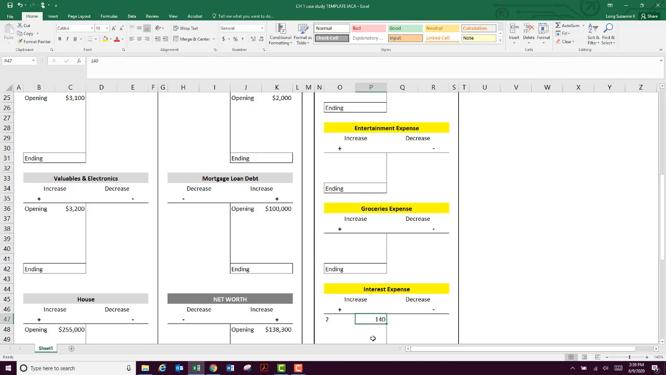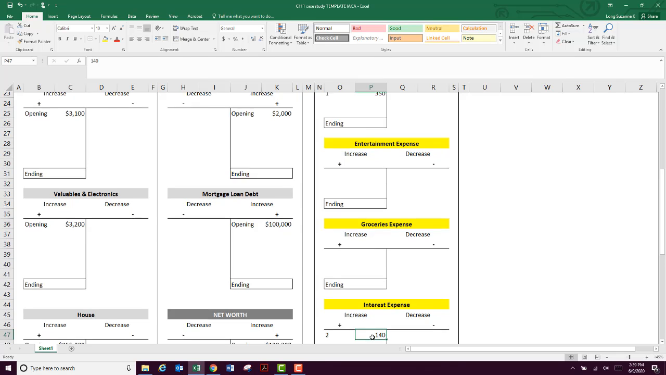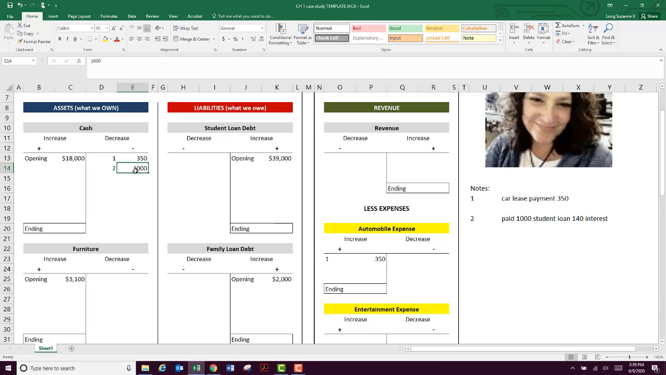The total of those two things together is the $1,000. So $1,000 is the total. So I need to find the difference right here, and I'm going to use a formula to do it. Equals 1,000. I'm typing equals 1,000 minus 140. You can see it up here on the formula line.